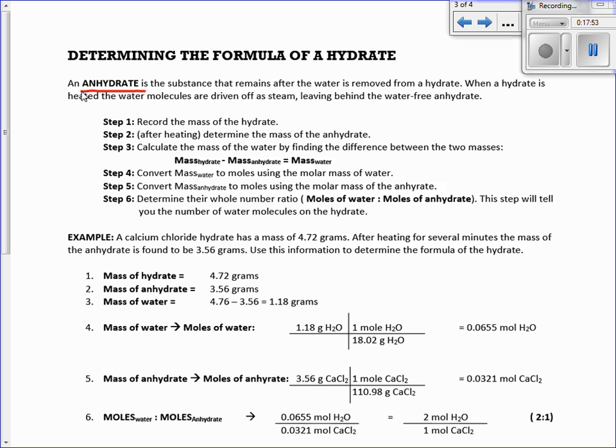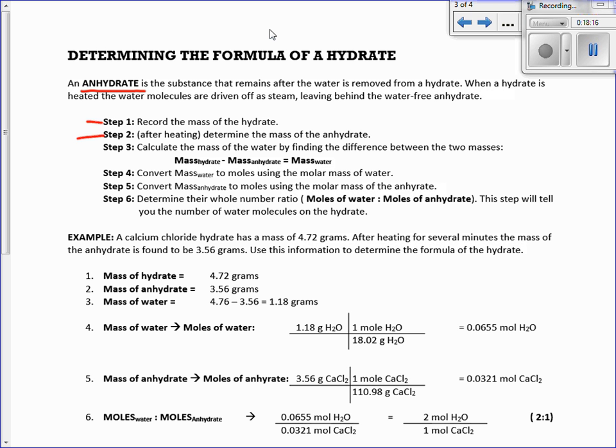And we're going to do this in the lab next time. So there's a series of steps here. If you follow the steps, you should be able to do these problems no problem at all. So in the lab too, we're going to take the mass of the overall hydrate. Then we're going to heat it, and we're going to get the water out of the hydrate. So that's step 1 and 2.